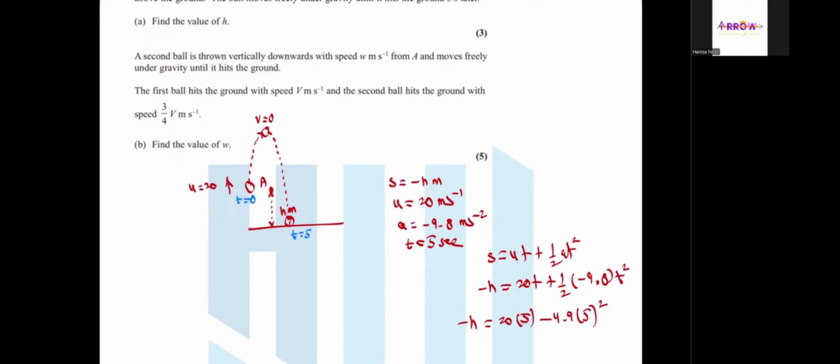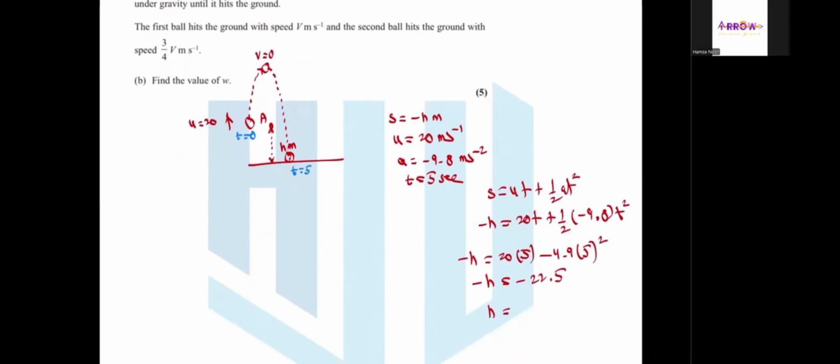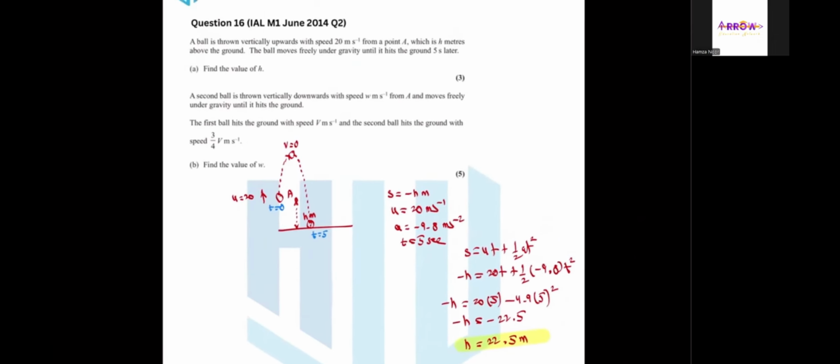Just evaluate this: 20 times 5 minus 4.9 times 5 squared. This is supposed to be minus 22.5. So minus h is equal to minus 22.5. Therefore, h will be 22.5 meters. This is the initial height of point A above the ground. So your answer to part A, the value of h, is 22.5.